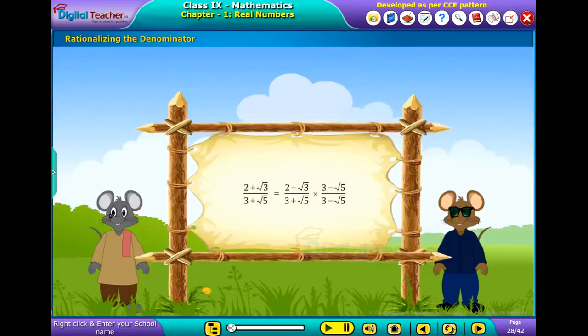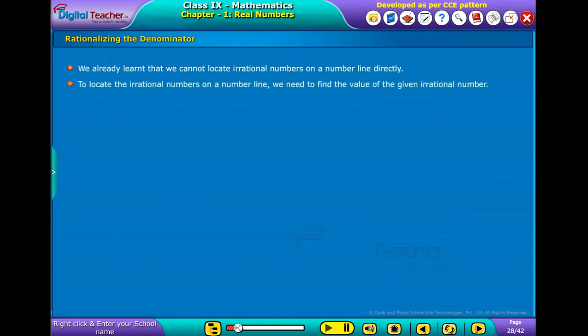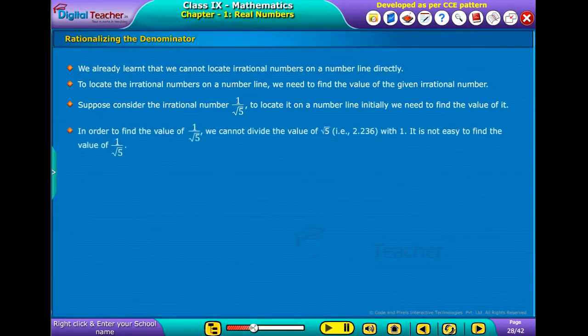Rationalizing the denominator. We already learned that we cannot locate irrational numbers on a number line directly. To locate the irrational numbers on a number line, we need to find the value of the given irrational number. Suppose, consider the irrational number 1 by root 5. To locate it on a number line, initially we need to find the value of it. In order to find the value of 1 by root 5, we cannot divide the value of root 5, that is 2.236, with 1. It is not easy to find the value of 1 by root 5.